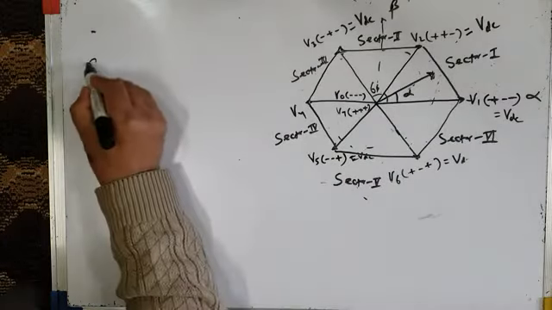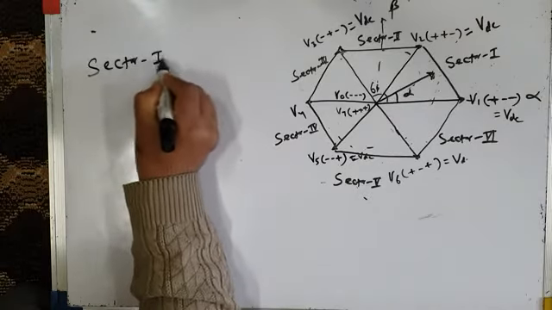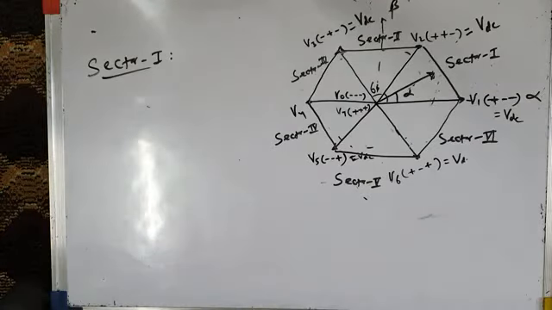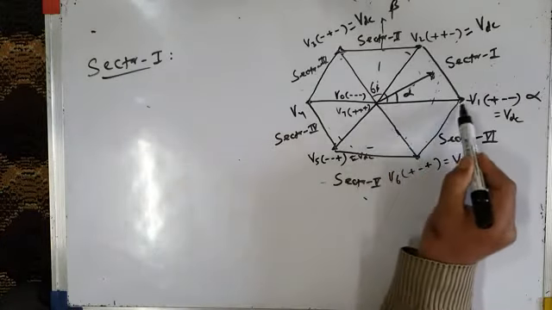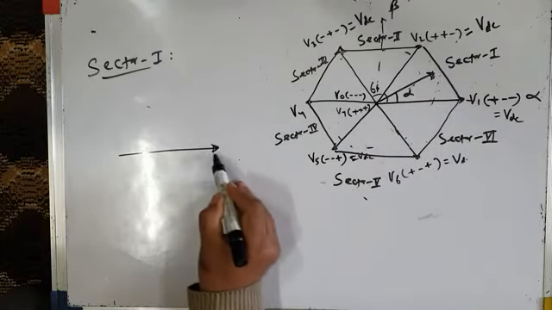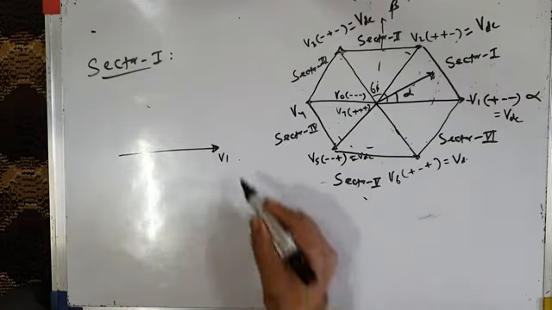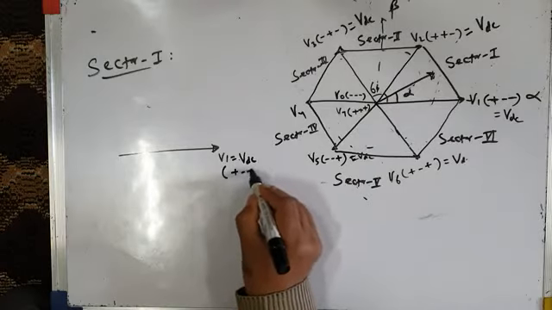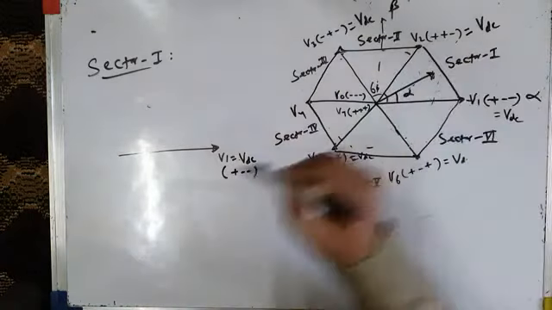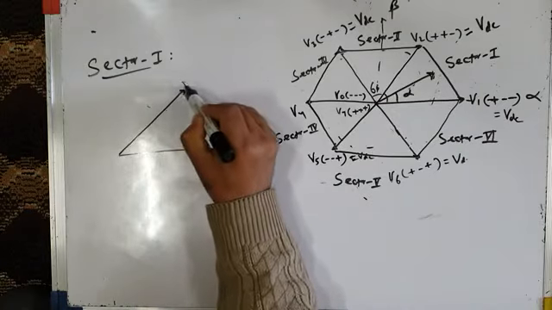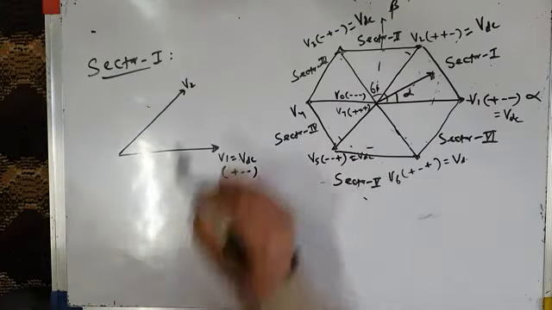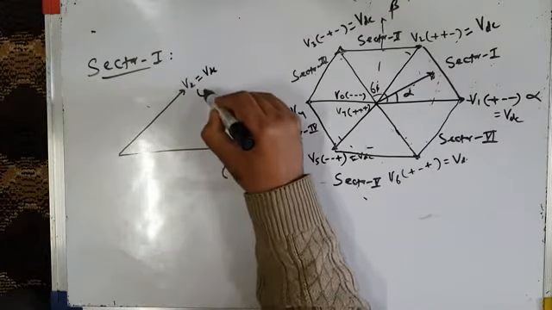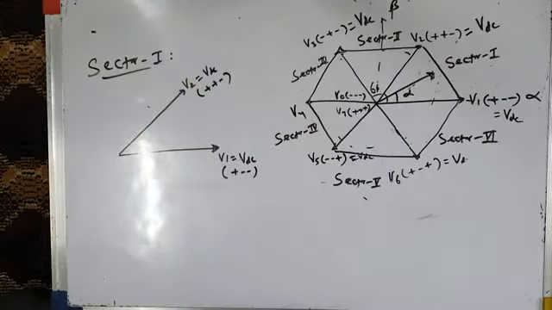Now let us take sector 1, and let us see how we can generate a rotating reference vector in sector 1. So this is my sector 1. Sector 1 comprises the voltage vector V1. This is my voltage vector V1, right? Which is equal to VDC, and it represents the switching state plus minus minus. And this comprises another voltage vector V2. This is my voltage vector V2 at an angle of 60 degrees. Its length is also equal to VDC in the alpha beta plane, and it represents the switching state plus plus minus.